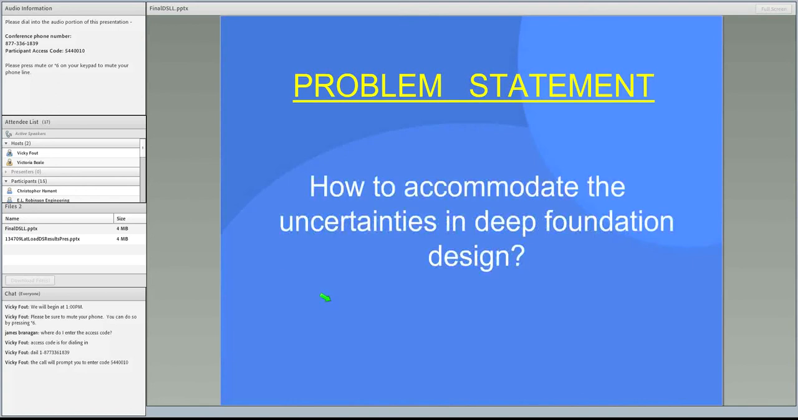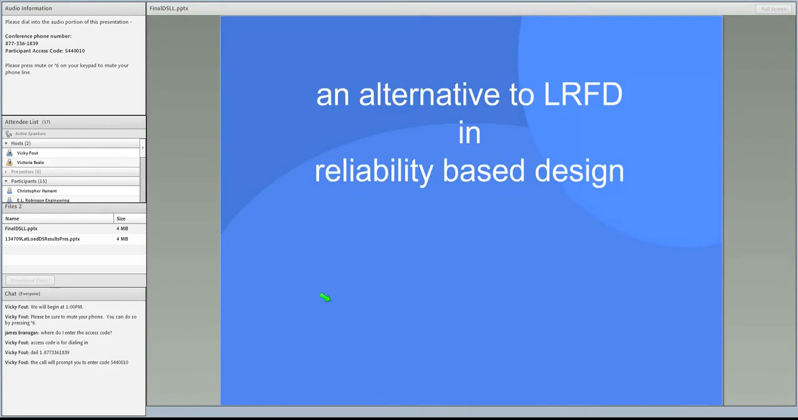In reliability-based design, there are two basic questions. First of all, we have to define what the failure event is. In other words, you have to specify the design criterion. And second, you need to know how to calculate the failure probability. That is reliability analysis.